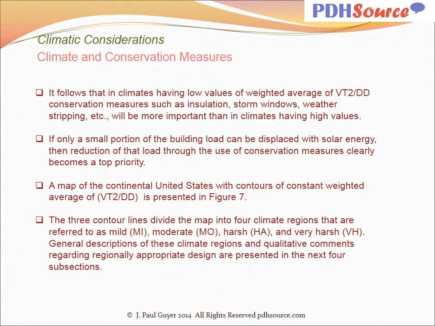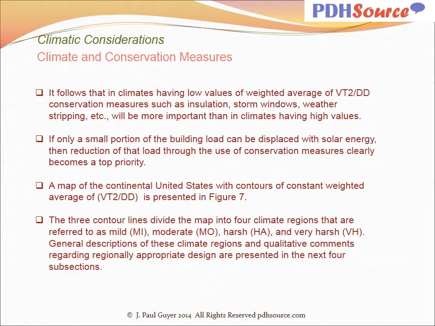It follows that in climates having low values of weighted average of VT2 divided by DD, conservation measures such as insulation, storm windows, weather stripping, etc., will be more important than in climates having high values. If only a small portion of the building load can be displaced with solar energy, then reduction of that load through the use of conservation measures clearly becomes a top priority.